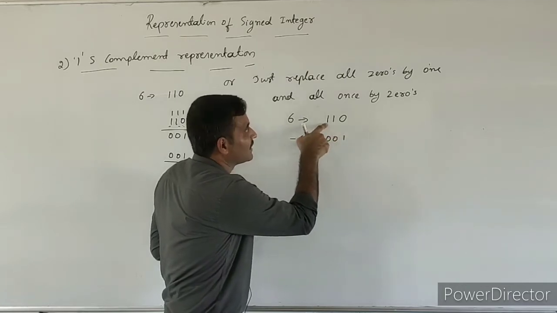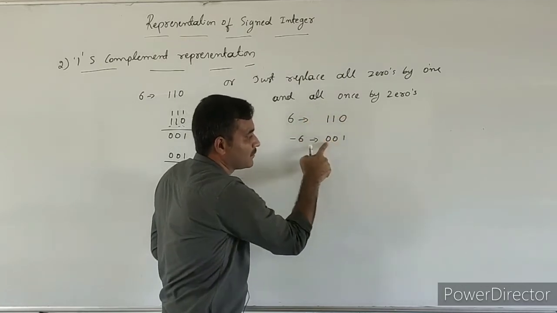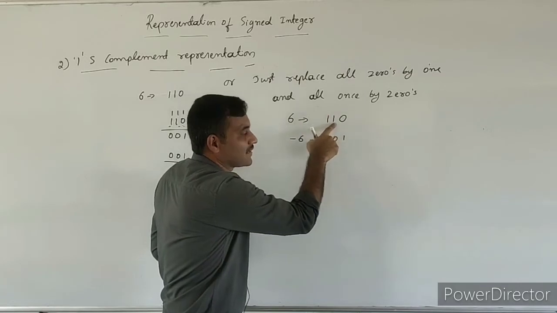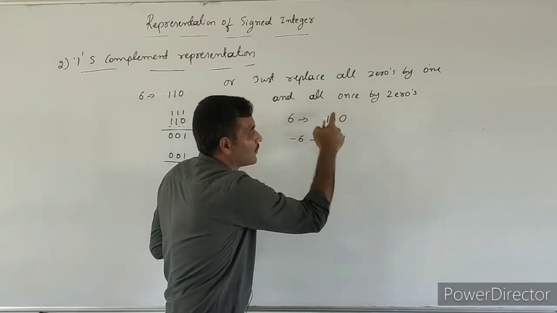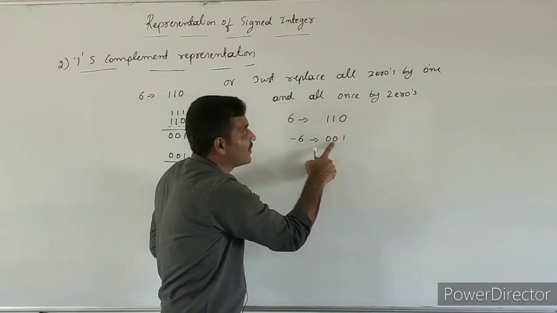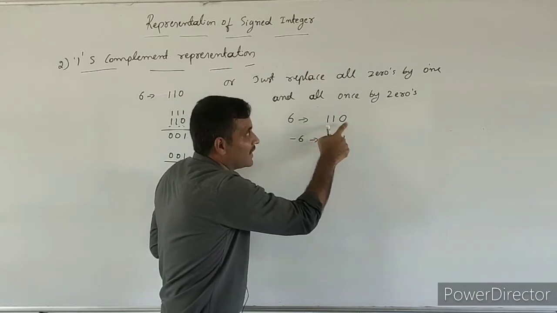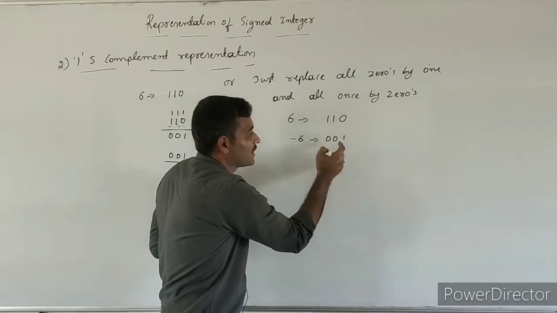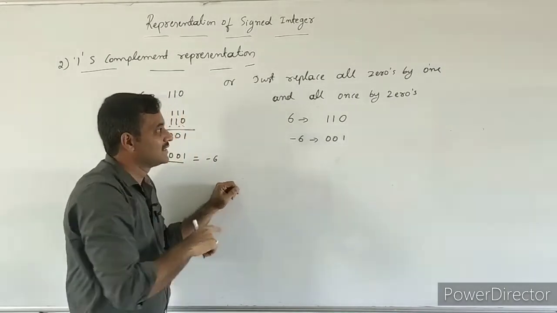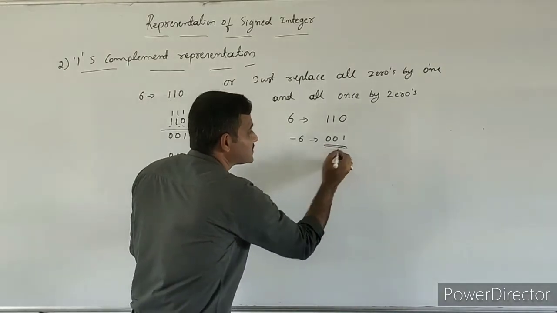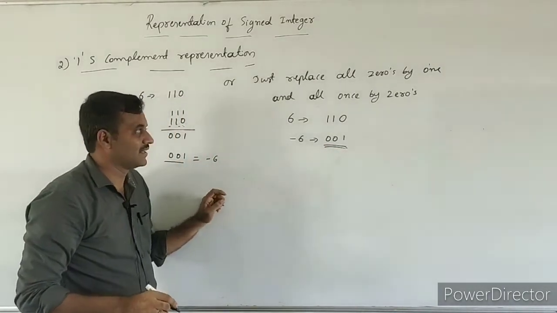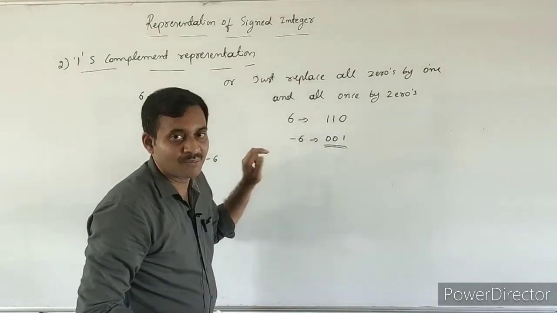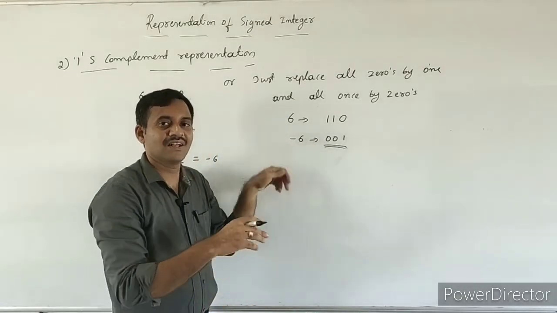Here the first bit is 1, replace all ones by 0, it becomes 0. Again, the second one is also 1, replace all ones by 0, again it becomes 0. Then the third one is 0, replace all zeros by 1, so it becomes 0, 0, 1. This representation is called ones complement representation. It represents the negative number, that is, it changes the sign of the given number.